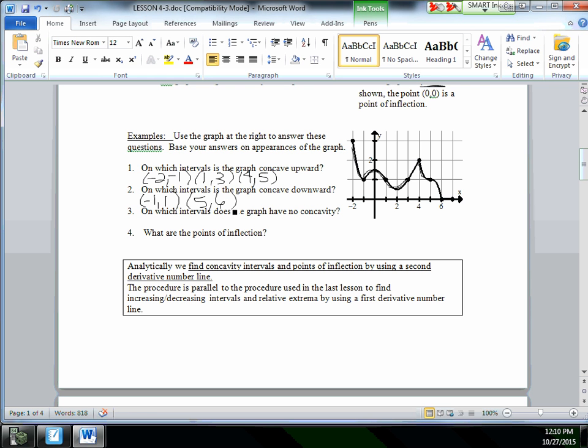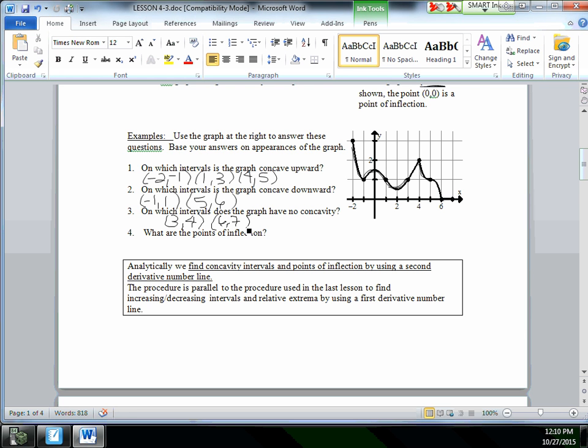Intervals where there's no concavity, well, we just identified that, 3 to 4, because that's linear. And if you notice right here, 6 to 7, kind of hard to see, but that is also just a horizontal line. So from 6 to 7, there is no concavity there.